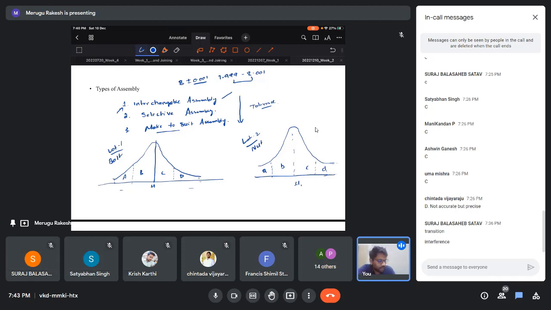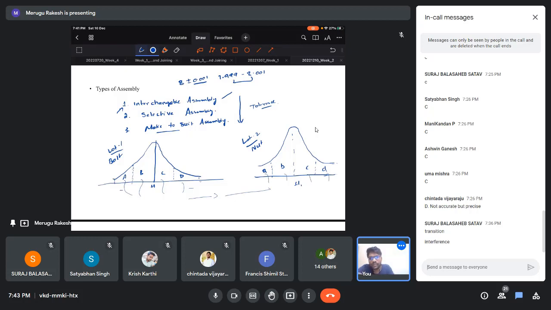Now in interchangeable assembly, I can take A, B, C, or D, anywhere. I will take the bolt and any nut from C or D, and I will make the assembly. I'm not bothered about whether it will fit or whether it has different types of tolerances, like interference, transition, clearance, whatever. I will take a bolt from one lot and a nut from another lot and make an assembly. So this is interchangeable assembly, which can be used universally.